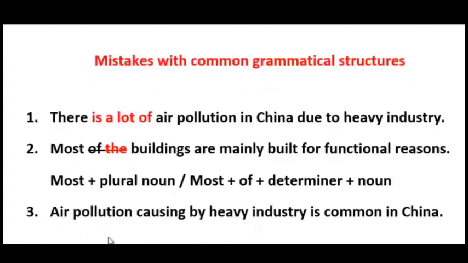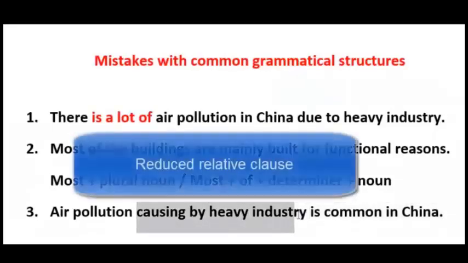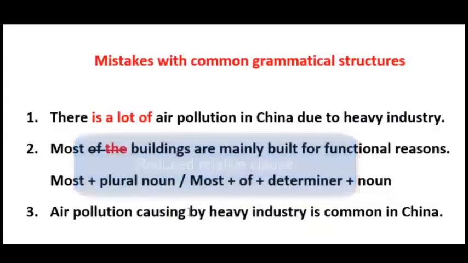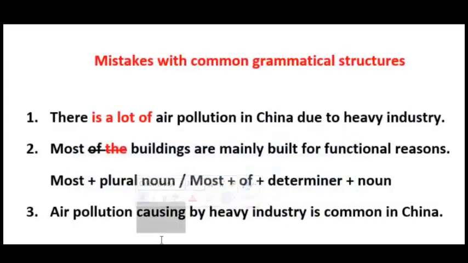Let's take a look at the last sentence and see how it's constructed. Okay, we have here air pollution. This is the subject. And hopefully you can see that this complement here completes that subject. So the main idea is air pollution is common in China. Now what we have in the middle of this clause is a relative clause. But what has happened is we have reduced the relative clause. However, we've done it incorrectly. And the problem is this verb.